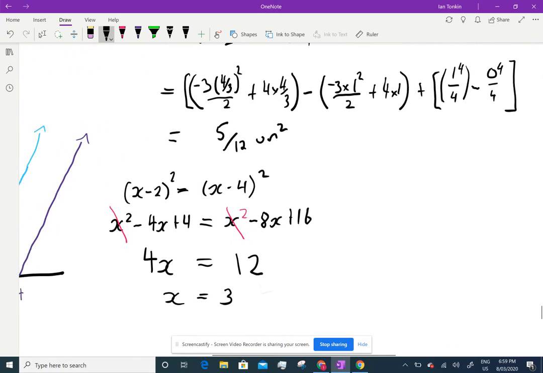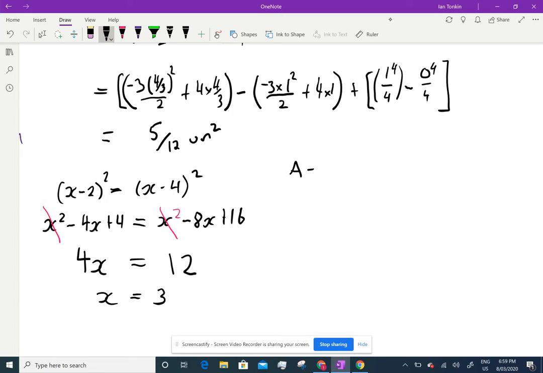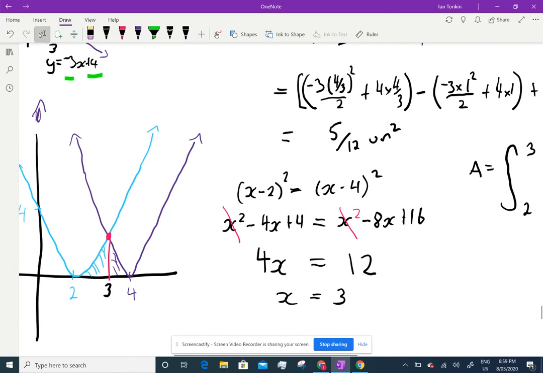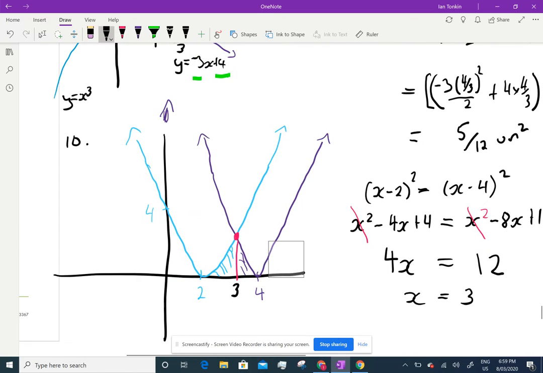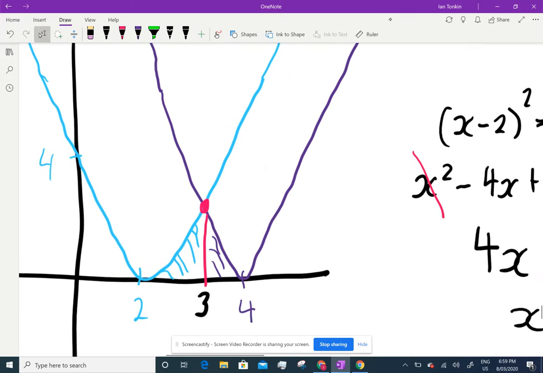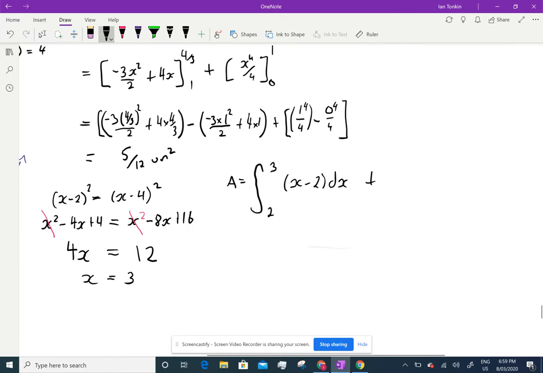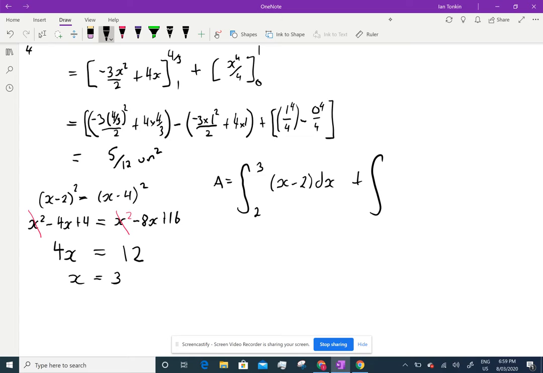So now I can set up my area. And my area is the integral between 2 and 3. Let's look back under the blue curve. And the blue curve was x minus 2, x minus 2 squared dx. And then I've got to get the area under the purple curve, all right? And that's from 3 to 4 under the purple curve. So plus, because I've got two areas, 3 to 4, oh sorry, and there's a square there, x minus 4 all squared dx.